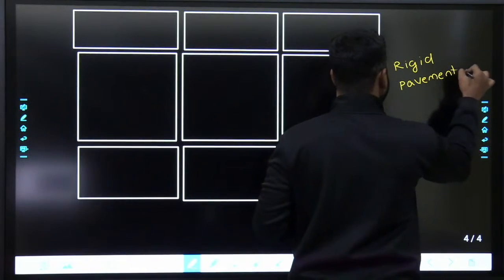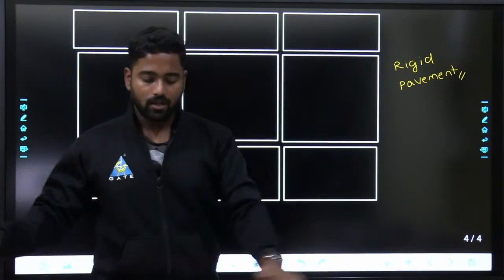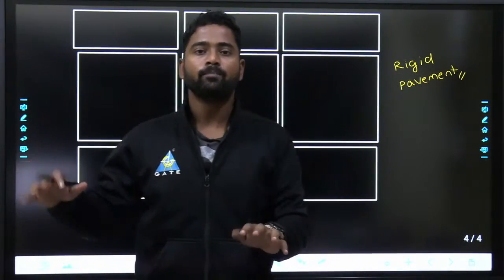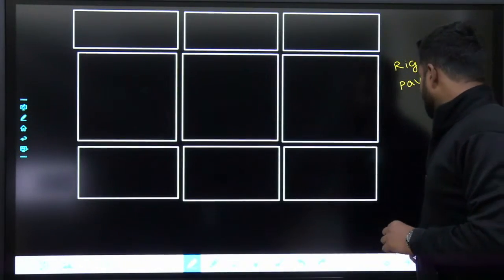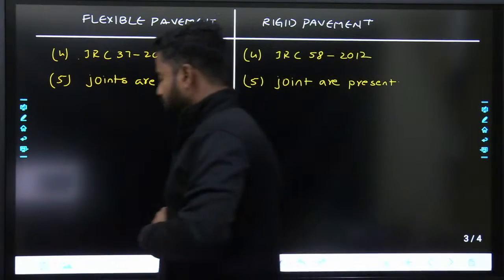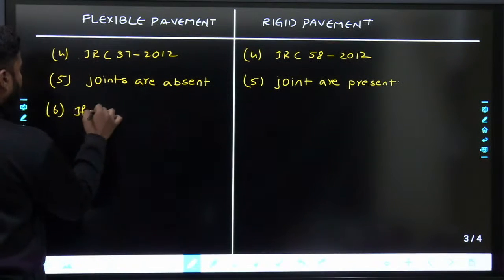Whereas in flexible pavement you don't see all these joints. The road will be constructed as a single unit. So joints are present here, joints are absent in this case. Fine.